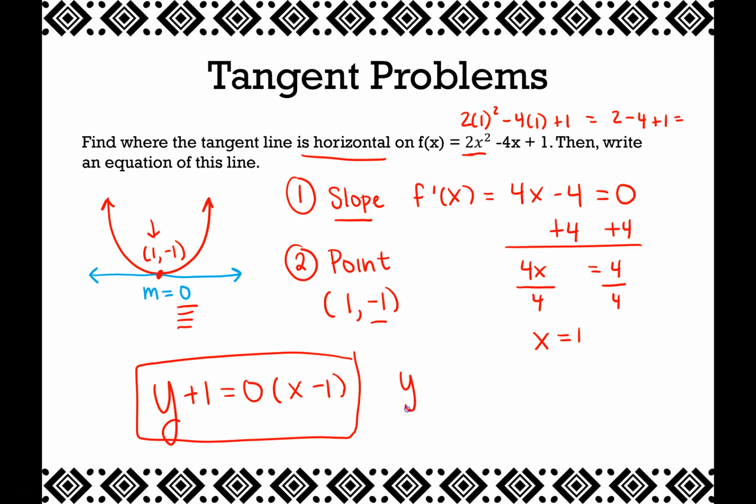This would be y plus 1 equals 0 times x, and then minus 1 times 0. Well, 0 times x minus 1 times 0, all of that becomes 0. Then I get the equation y equals negative 1 because I'm subtracting 1 from both sides. And that makes total sense that this flat line would be the equation y equals negative 1.